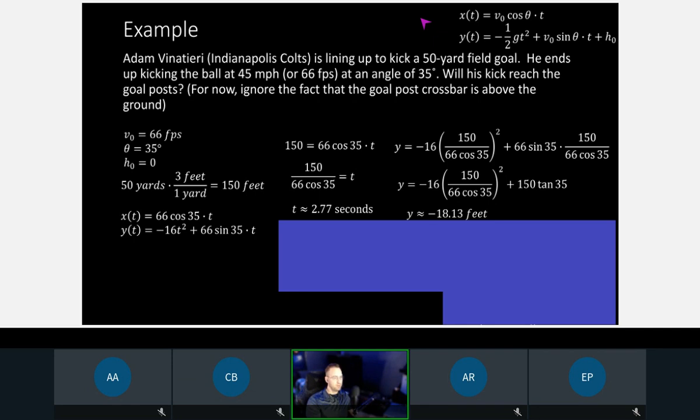So one thing you can do to minimize the percent error, instead of using 2.77 seconds, bring out this decimal to like 5 or 6 places when plugging it into here, and that will minimize your error. Your percent error is called.